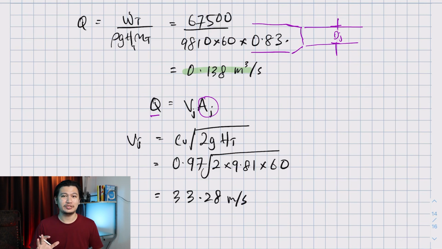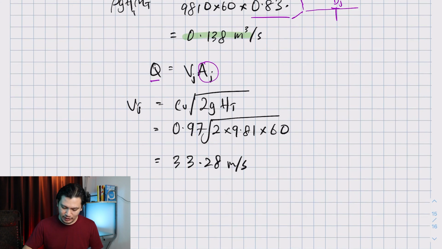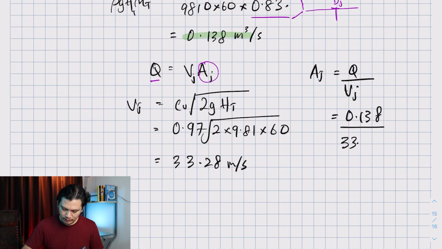Remember, you don't want velocity, you want the diameter. But to find the diameter, you need area first. So the area of the jet is going to be Q divided by Vj. This is 0.138 divided by 33.28. And the area is going to be 0.138 divided by answer. This is 4.15 times 10 to the power of minus 3 meter square.